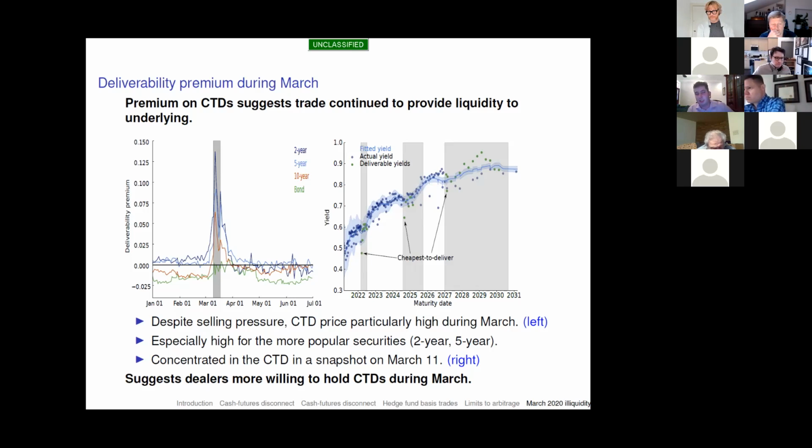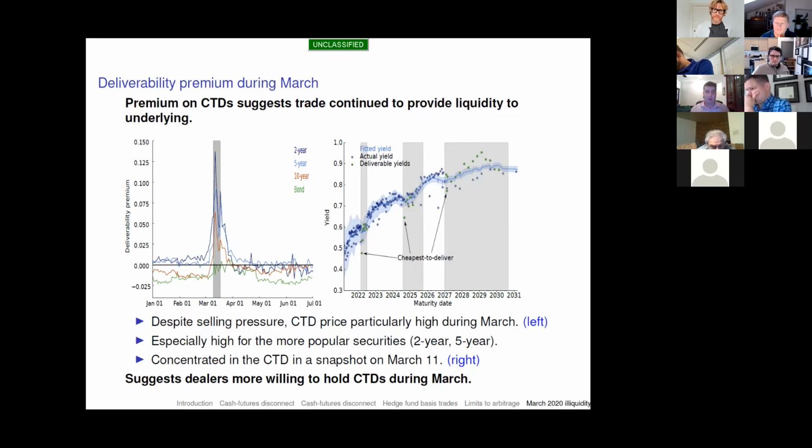So all of this suggests that instead of being overwhelmed by sales of the cheapest to deliver by hedge funds, dealers were actually more willing to hold these cheapest to deliver treasuries during March than other comparable treasuries. This makes some sense. Just like we can think of the on-the-run premium as coming from the fact that there's a lot of volume trading in on-the-run securities, we can think of the cheapest to deliver premium as coming from the fact that there's a lot of trading volume in the cheapest to deliver. And during a time of particular stress, if I'm a dealer, I want to take on the treasury that I can expect to resell most easily if something else goes wrong.